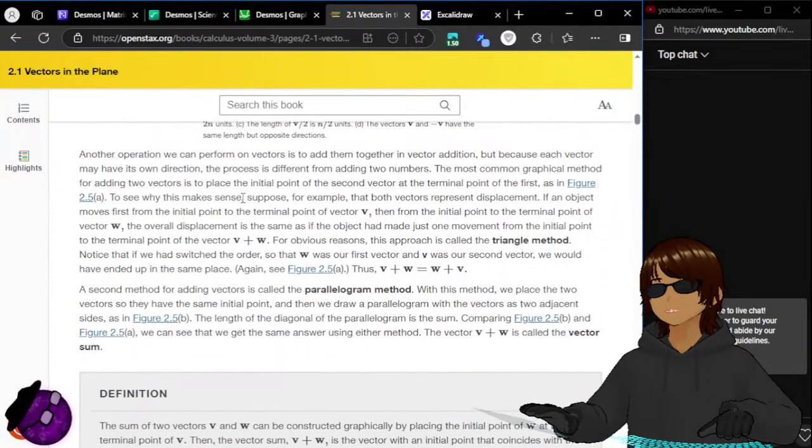To see why this makes sense, suppose, for example, both vectors represent displacement. If an object moves from the initial point to the terminal point of vector v, then from the initial point to the terminal point of vector w, the overall displacement is the same as if the object had made just one movement from the initial point to the terminal point of the vector v plus w.